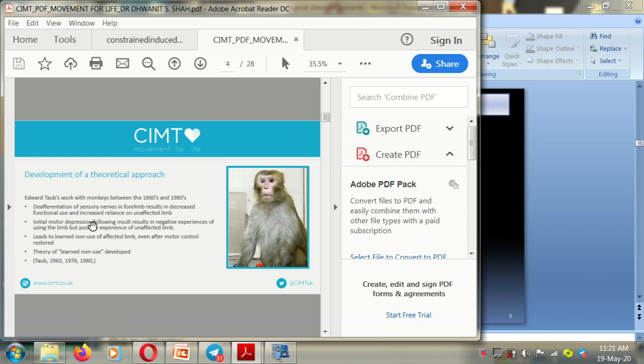Initially there was motor depression following the insult, with repetitive negative experiences from using the limb on the affected side, but positive experiences from using the limb on the unaffected side. So the monkey slowly learned non-use of the affected side, and even when movement control returned, it was still not using this side. This theory is called learned non-use. It was done in 1963, 1976 and 1980.